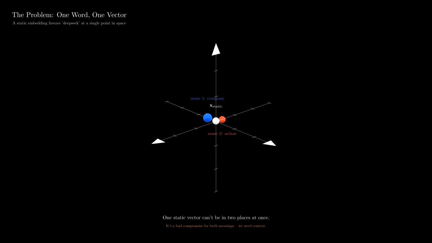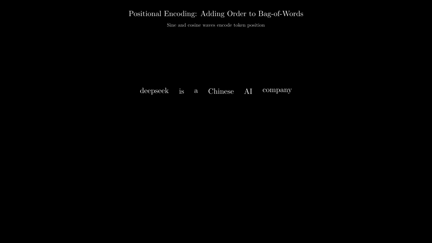Before we can update vectors with context, we face a second issue. Static vectors have no sense of word order. Let's fix that next. Transformers process all tokens at once. Without positional data, word order is completely lost. Shuffling DeepSeek as a Chinese AI company destroys its meaning.